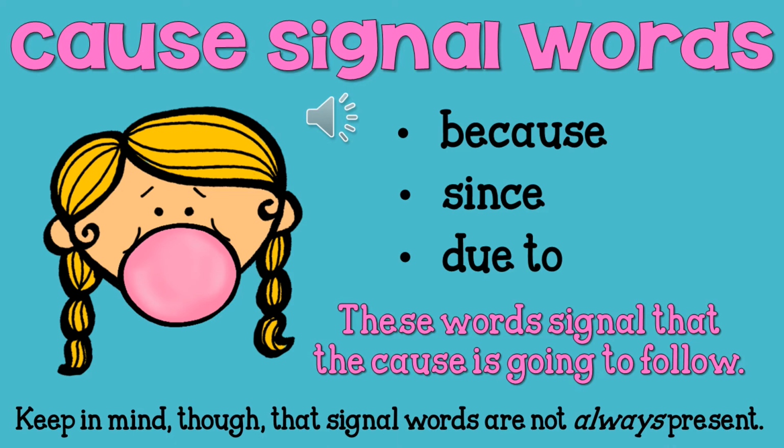Some other signal words that you might see to help you find the cause or the reason are the words because, the word since, and the word due to. These words signal that the cause is going to follow. But remember, these words are not always present in a sentence. So sometimes we have to use other clues to figure it out.